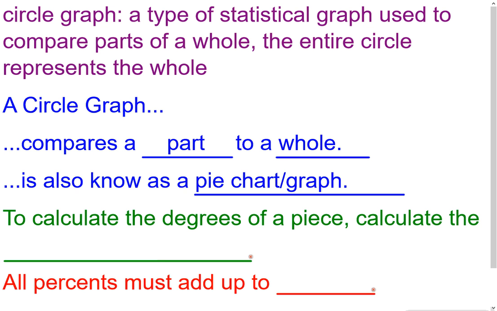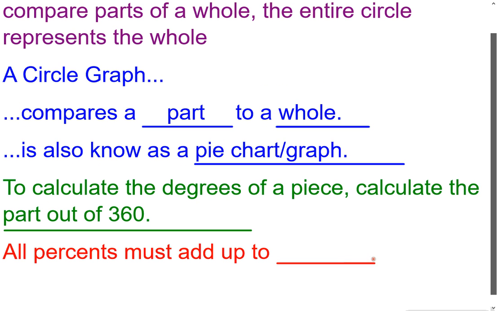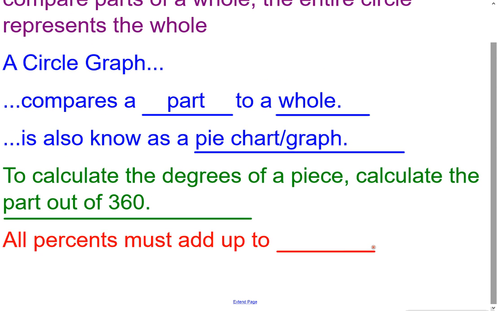And to calculate the degrees of a piece, when we get to looking at our circle graphs, you're going to see that there's always an angle on the inside. And to do that, we need to calculate the part out of 360. So there might not be 360 parts, but we have to kind of turn it into 360 parts because a circle has 360 degrees around its central angle. And that's what we need to figure out how big each piece is. And that'll make a little more sense when we look at our next slides.